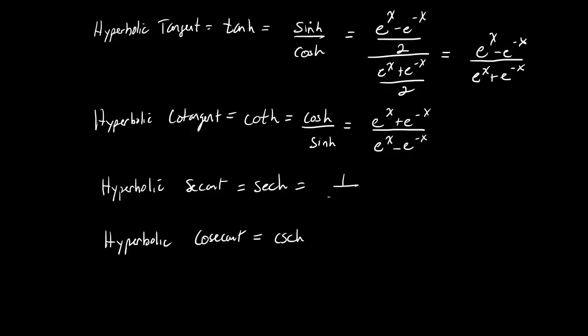So this is going to be 1 over cosh, and if we recognize that 1 over cosh is the inverse of cosh, that is going to be 2 all over e to the x plus e to the negative x. And hyperbolic cosecant is going to be 1 over sinh, which is the inverse of sinh, which is going to be 2 over e to the x minus e to the negative x.